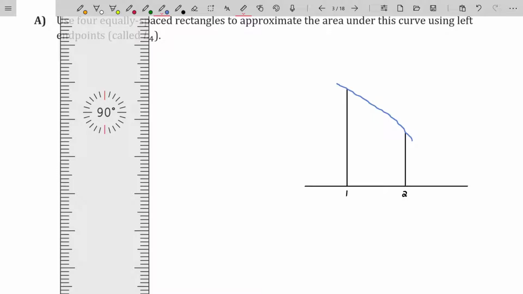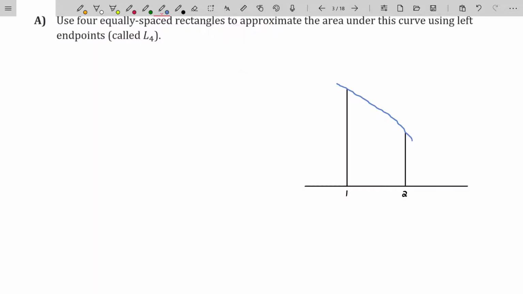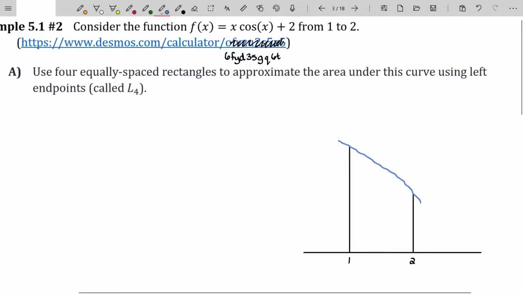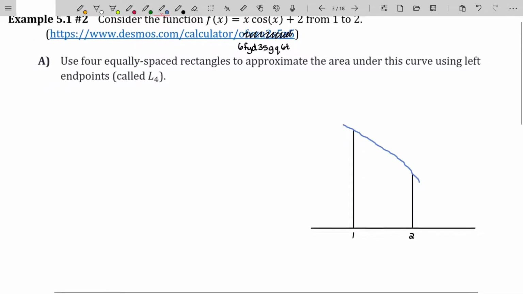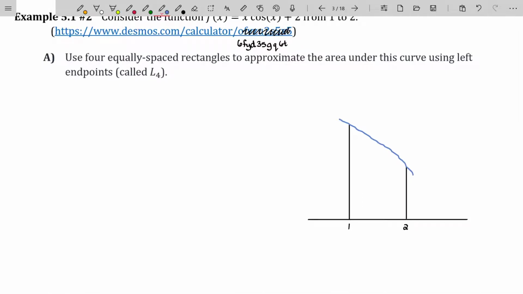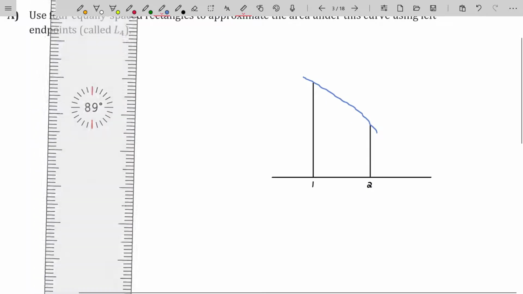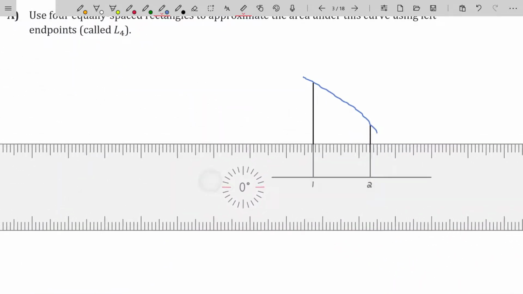And I went ahead and changed the color of the curve on that so that we can have a pretty good conversation and use different colors for other things. So I've turned off this, and part A says use 4 equally spaced rectangles to approximate the area underneath this curve using left endpoints. That's going to require a little bit of conversation here. So when I say left endpoints, let's ignore that for the moment and let's just talk about 4 equally spaced rectangles. You get those 4 equally spaced rectangles by breaking this into 4 equally spaced regions.